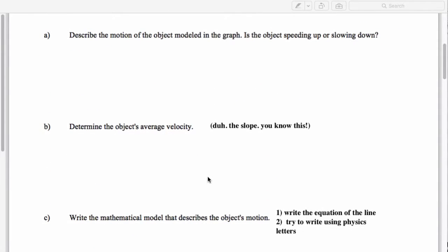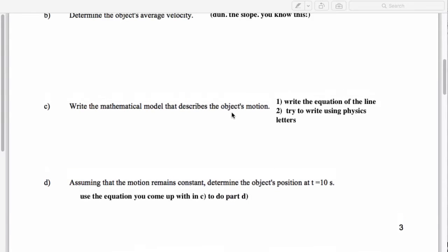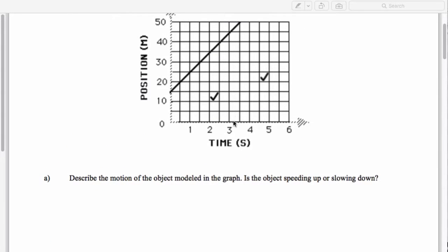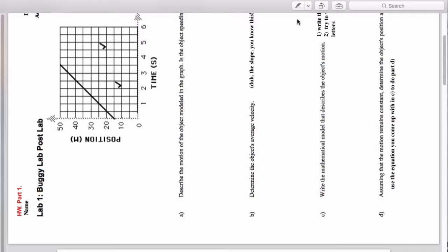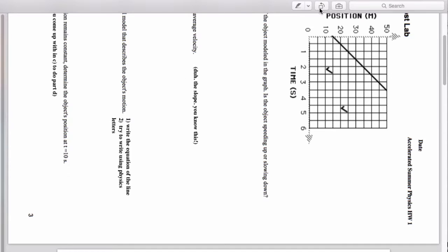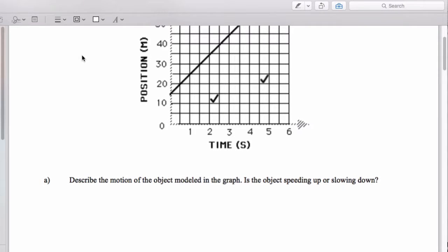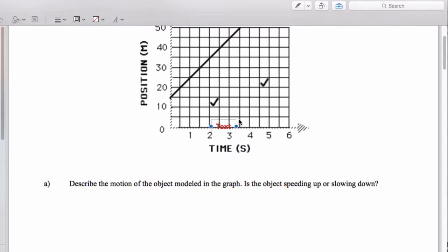All right, I want to go ahead and make sure that we're describing this object getting through the honors homework and making sure we feel comfortable with what we did. So it says describe the motion of the object modeled in the graph as the object speeding up or slowing down. I can't help it. I made this a trick question. And I also just randomly rotated this piece of PDF file. I don't know why I did that. Silly me. So let's go ahead and actually take a look here.